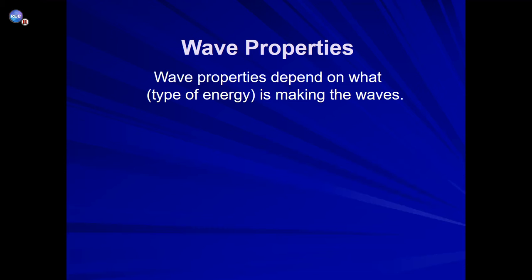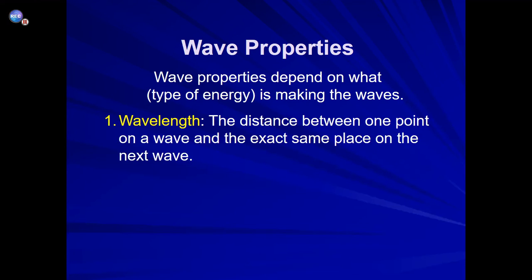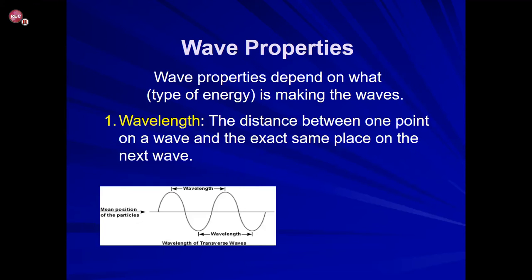All right, wave properties depend on what type of energy is making the waves. So, wavelength, the distance between one point of a wave and the exact same place on the next wave. That's wavelength. So, from the top of this wave to the top of the next wave is one wavelength.